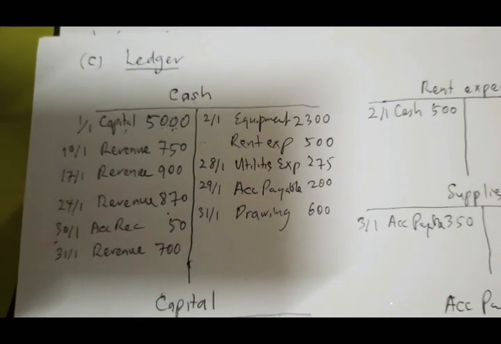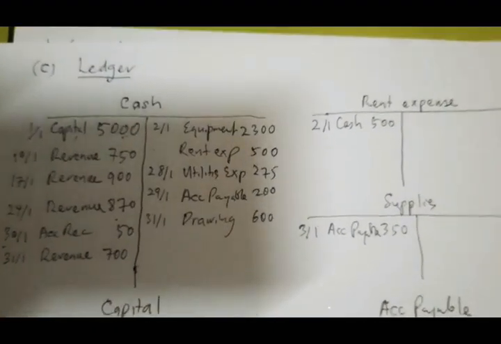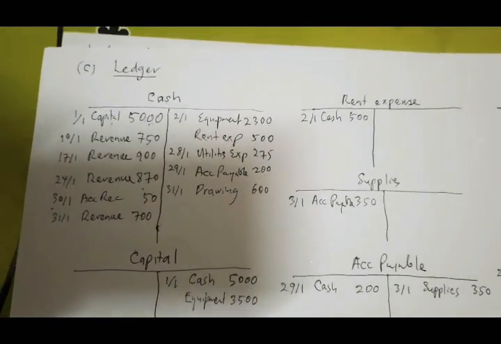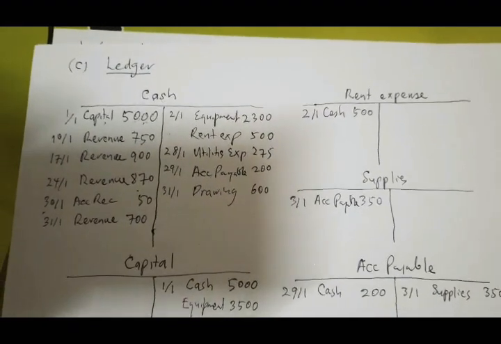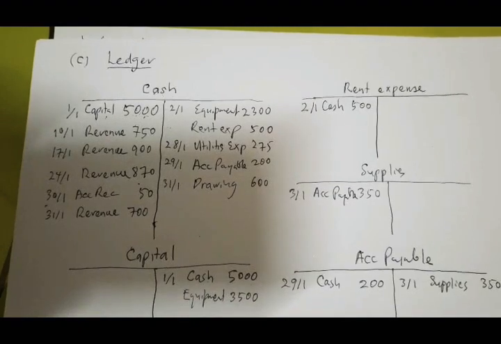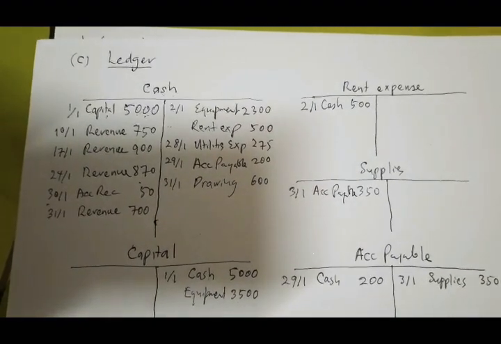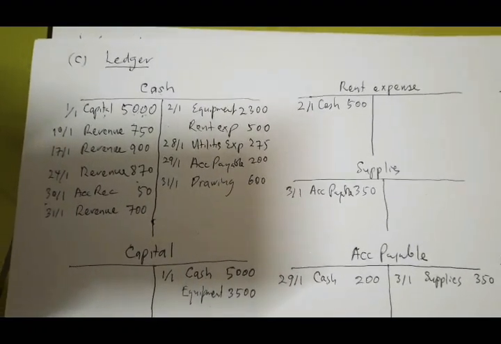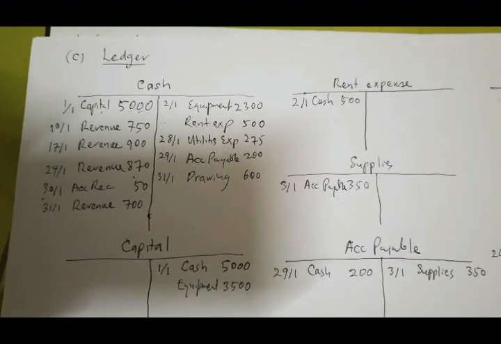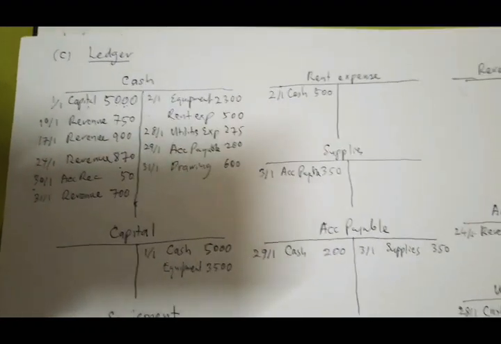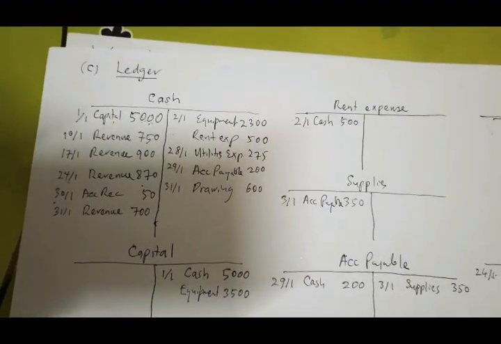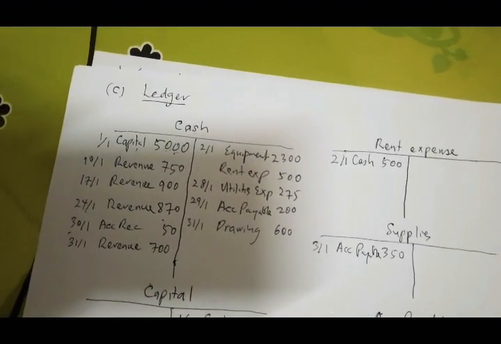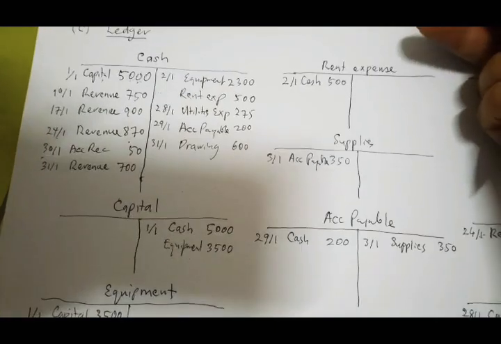You have to calculate the balance at the end of the month or at the end of the year. In this question, the transactions are for the month of January, so you have to calculate the balances for all accounts in the ledger on the 31st of January. The question is how to calculate the balance for each account. The process is straightforward. The way to do it is like this.